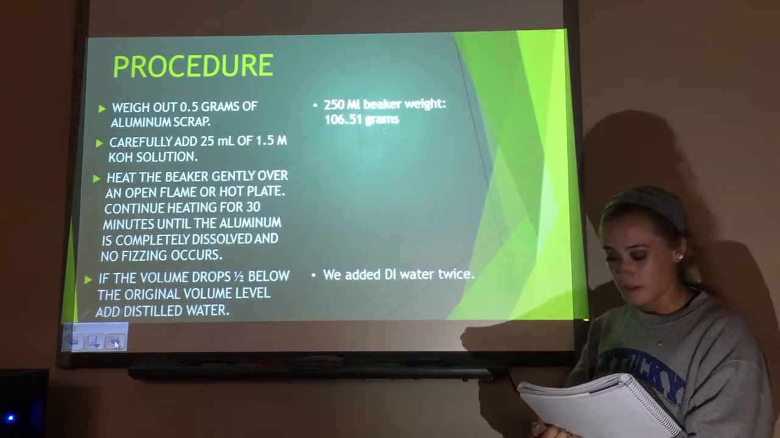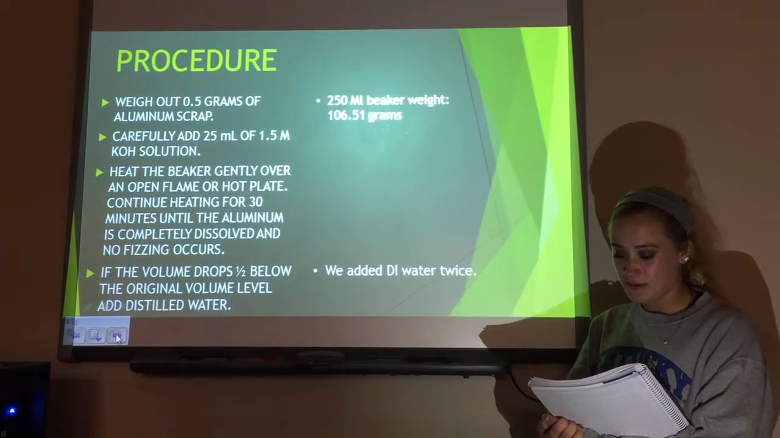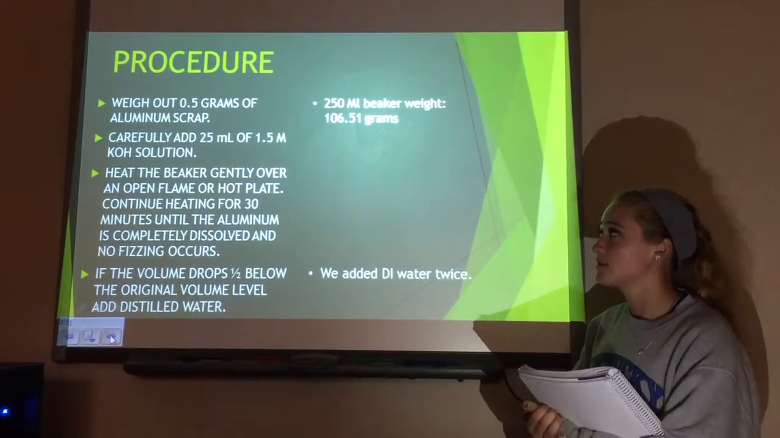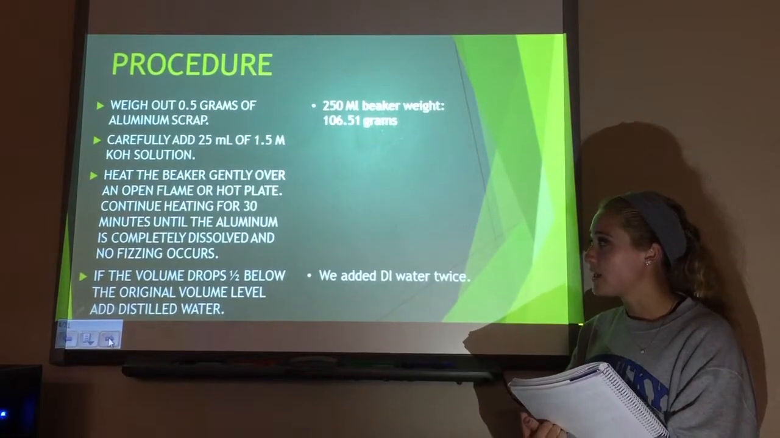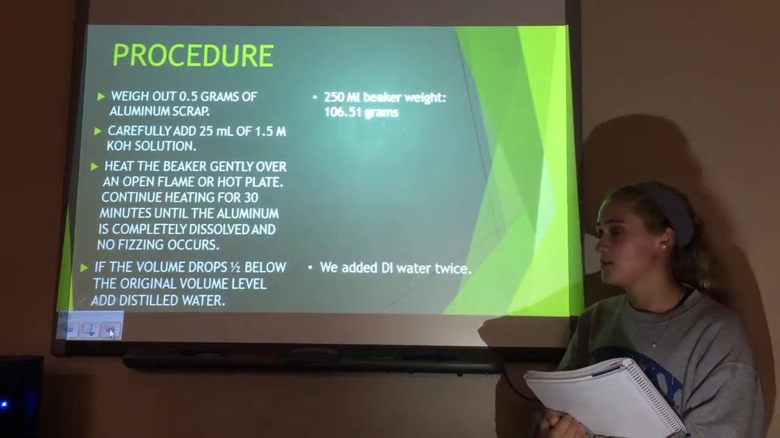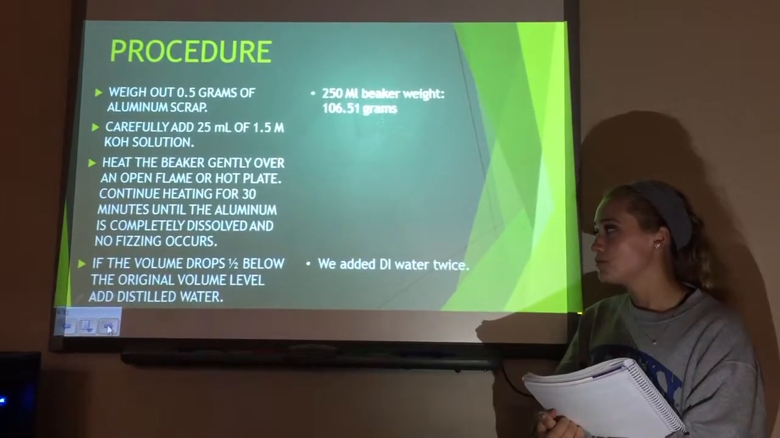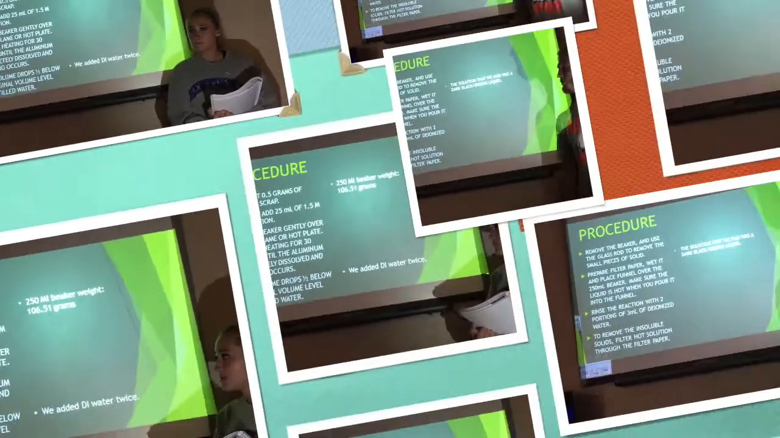Then in the fume hood, you need to carefully add 25 milliliters of the 1.5 molar potassium hydroxide solution. And don't spatter the solution because it's very corrosive. Then heat the beaker gently over an open flame or hot plate. Continue heating for about 30 minutes until the aluminum is completely dissolved and no fizzing occurs. If the volume drops below half the original volume level, add distilled water.